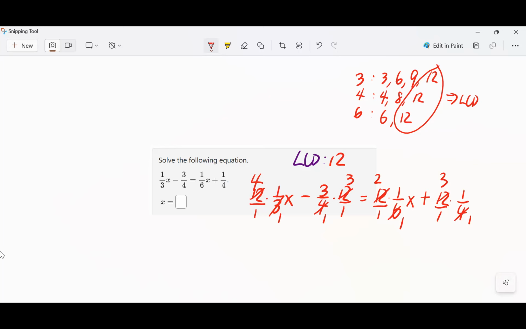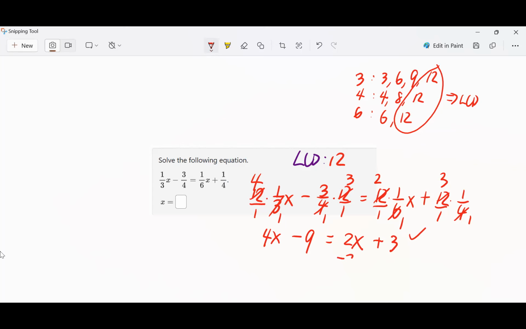So 4 times 1 is 4 over 1, 4x. This one, 3 times 3, 9 over 1, it's 9. And 2 times 1, 2 over 1, 2x. And the last one is 3 times 1, 3 over 1, 3. Now you see no more fractions, right? It's all gone. So you get a brand new equation with only whole numbers.